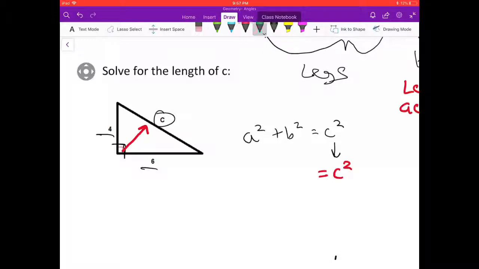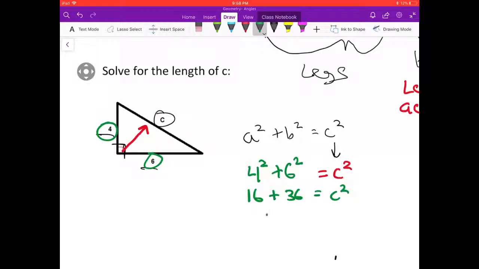Now, as I told you before, the other two don't matter. One can be a, one can be b. It doesn't make a difference which way you write it. The 4 can go first, the 6 can go first. It really doesn't matter. So I'm going to write these in as 4 squared plus 6 squared. Now from here, we're just going to solve this equation as we normally would using algebra. So 4 squared is 16, 6 squared is 36, and we are equal to c squared.